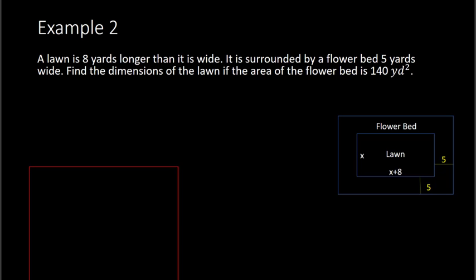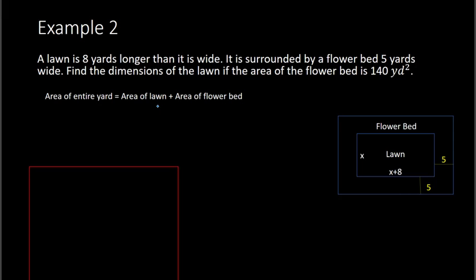So from here, we need to set up an equation. So we know that the area of the entire yard would include the area of the lawn plus the area of this flower bed on the outside. If I add those together, I get the area of the entire yard. So that is my equation. Area of the entire yard equals the area of the lawn plus area of the flower bed.